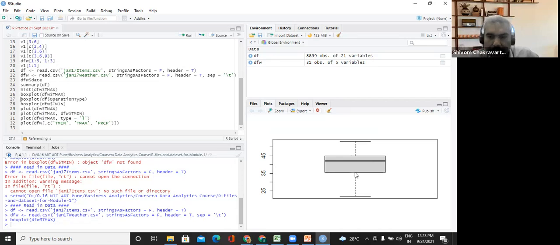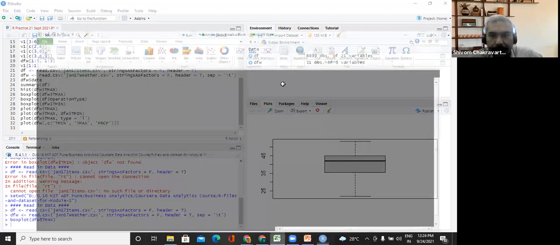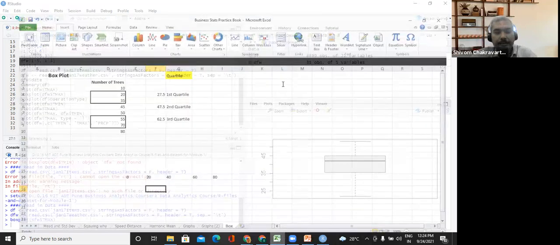So this lower one is the first quartile. This middle, darker one is the second quartile, and this upper end of the box is the third quartile. Now you will ask how to draw these endpoints. These are called whiskers. The endpoints are called whiskers.